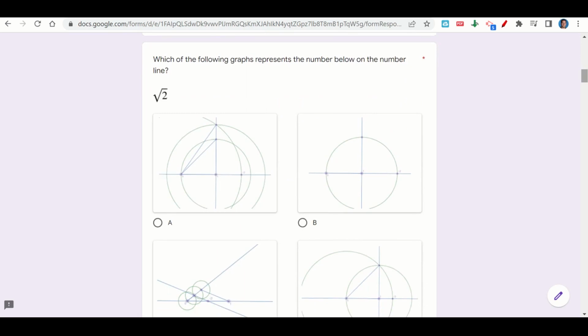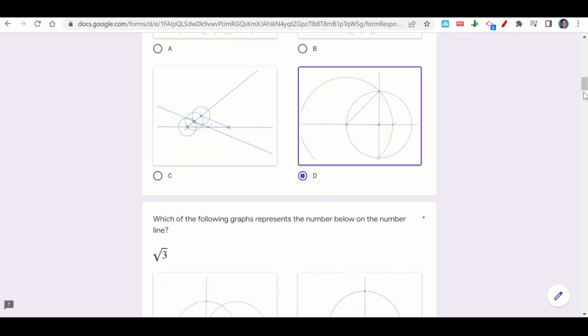So the first one says, which of the following graphs represents the number on the number line? So square root of 2. What we should notice is square root of 2 should have two sides of 1. So this side would be 1, but this is really negative square root of 2 that we found here, right? This one comes from here, so this was square root of 2 here. So we went up a little more, so this is really square root of 3, so that's not correct. This one is not correct either. So this one here has a side length of 1, this side is 1, and then when we bring it down, it's square root of 2, so it's D.